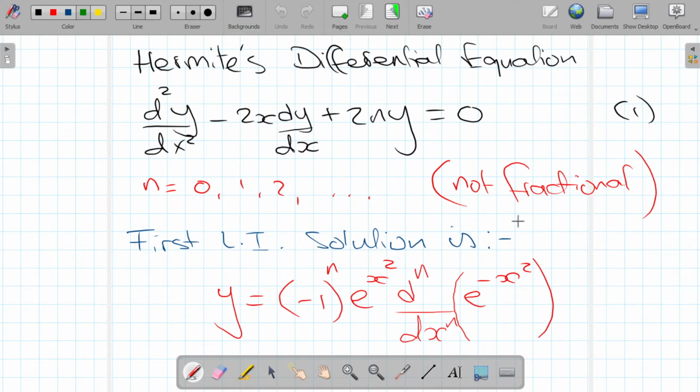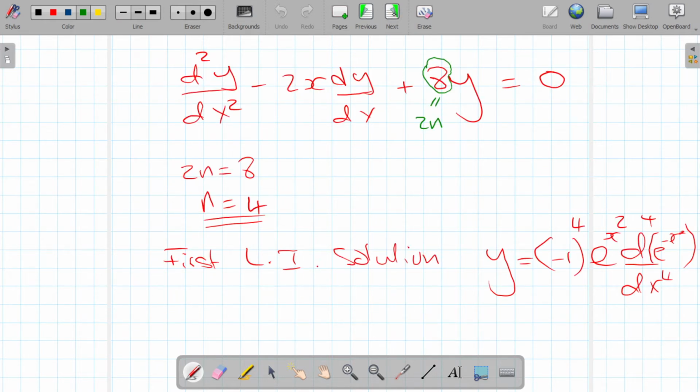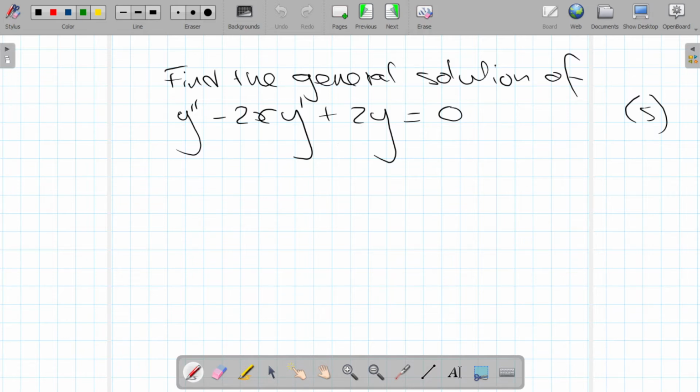I really should have given that a label. Let me just see. Yeah, I've already labelled the other equations now. So anyway, you substitute n equals 4 into that general first linearly independent solution. What we're going to do is find the general solution of equation 5 here. So what do we do? Well, we have to recognise that 2n equals 2. So that implies that n equals 1. It's just a simple equation that you solve, and n turns out to be 1.